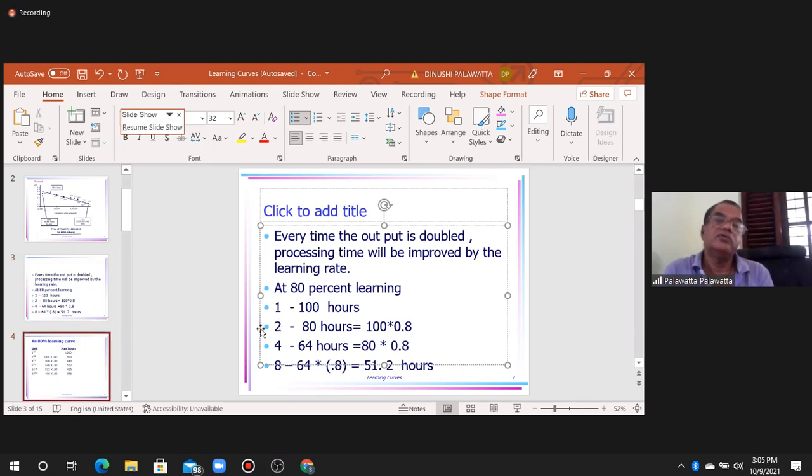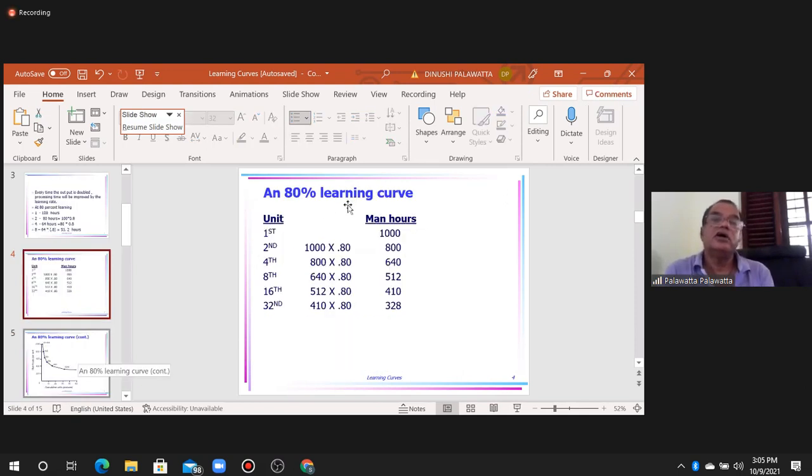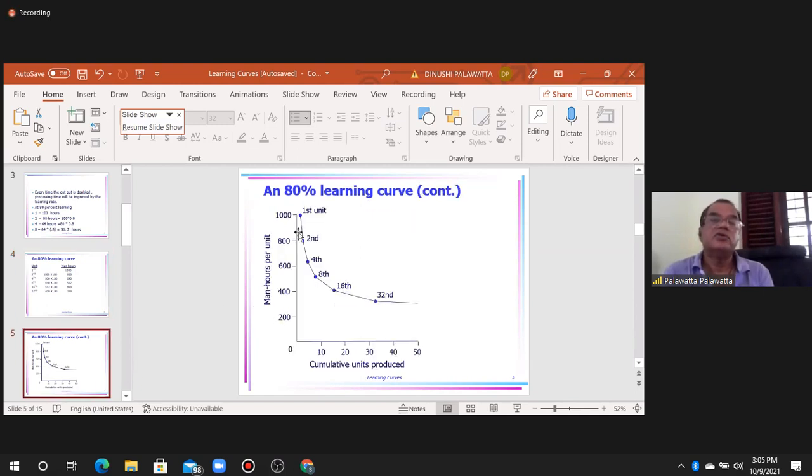And now this one, at 80% learning, first unit takes 1000 hours. Second one takes 800 hours. Fourth one takes 640. Eighth one takes 512. 16th one 410. 32nd one 328. And then if we draw it as a diagram, you see we get this shape. Learning curve is a negative exponential curve.